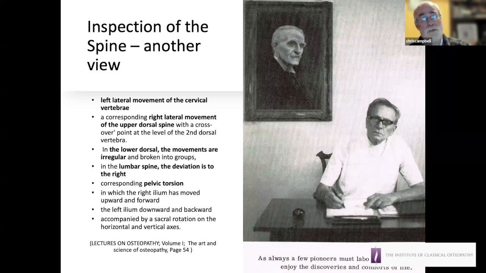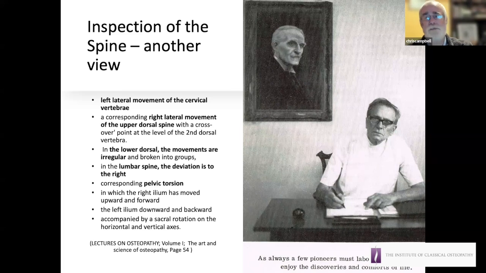In another lecture, The Art and Science of Osteopathy, he said, again, left lateral movement in the cervical, right lateral movement in the upper dorsal. Lower dorsal movements are irregular. In the lumbar spine, the deviation is to the right, which is the opposite. Consistent almost apart from that last one, the movement is to the right.